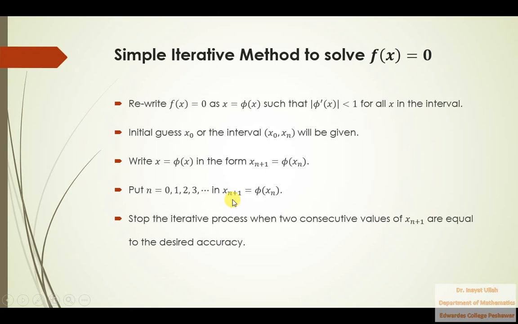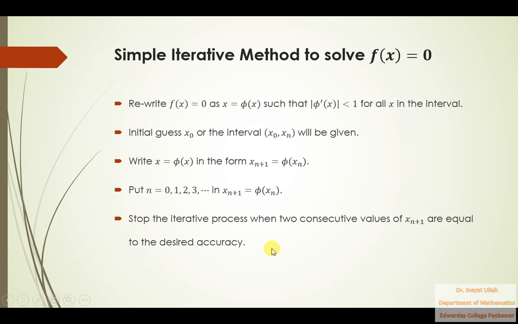Now, how many iterations are needed to find the approximate solution with the help of the iterative method? So that is the step. Stop the iterative process when two consecutive values of x_{n+1} are equal to the desired accuracy.